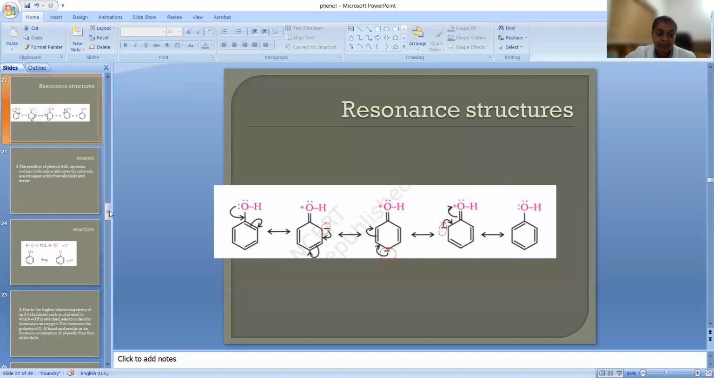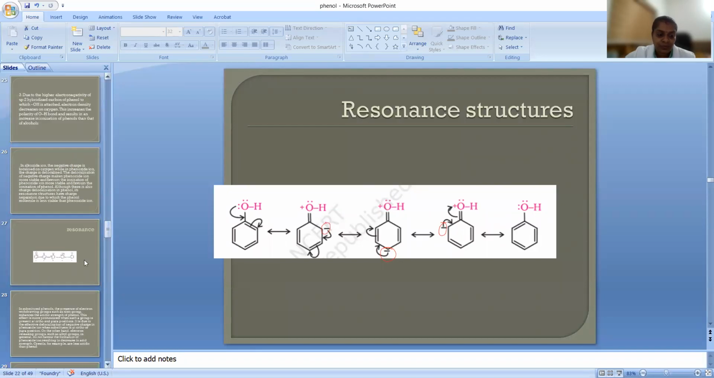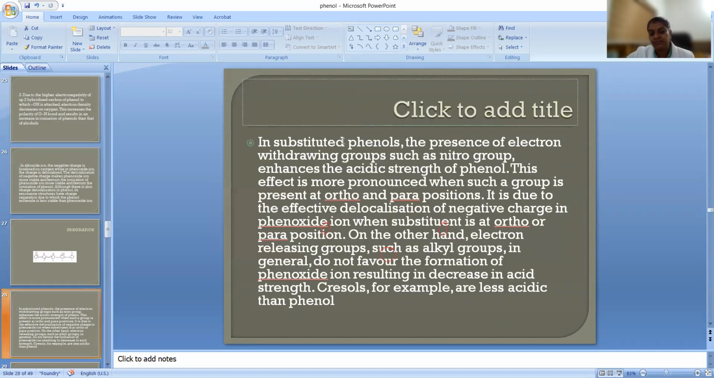Now, if you substitute the phenol with an electron withdrawing group, what will happen? Electron withdrawing group. So it will withdraw electrons. Suppose NO2 is an electron withdrawing group.